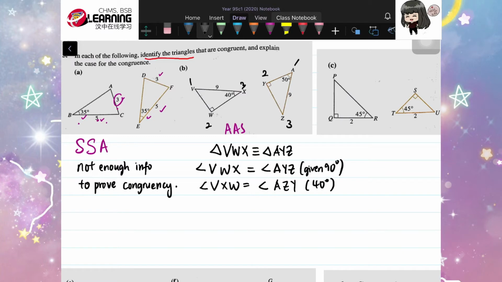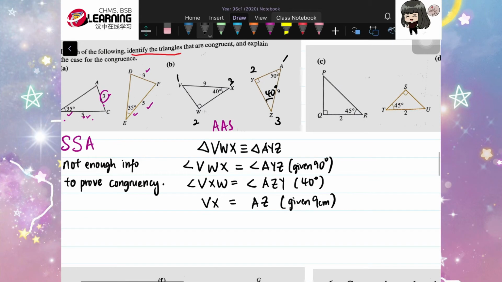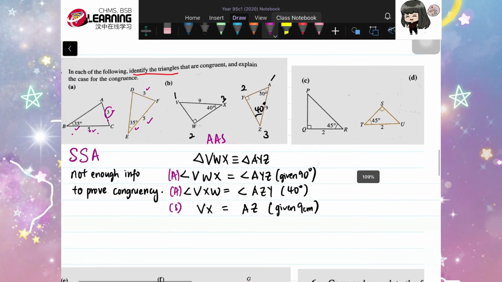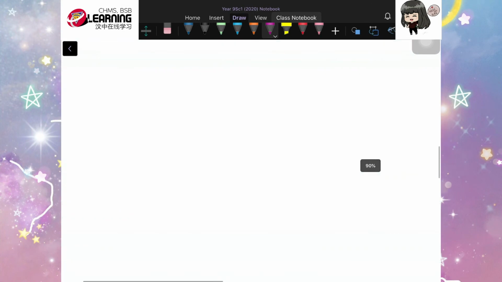Okay, and it's equal to 40 degrees. Both are 40, I already said just now this is 40 degrees. Then we have the side VX equals AZ, and it's given as 9 cm. So, explaining the case for congruency, this is the explanation here. Basically this is angle, side, angle, side. That's for part B.